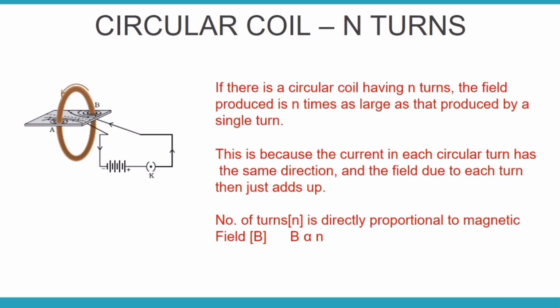Number of turns is represented by small n and magnetic field is represented by B. So by this we can conclude that the magnetic field is directly proportional to the number of turns, that is, B is directly proportional to N.